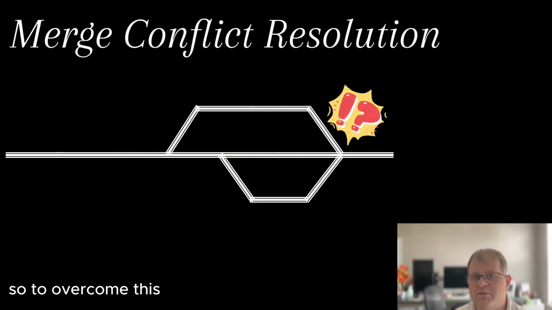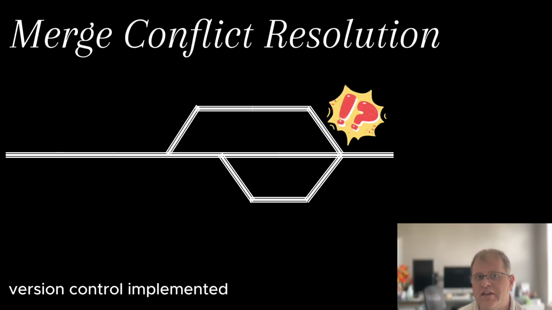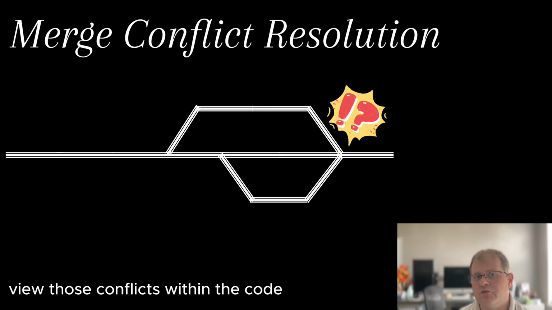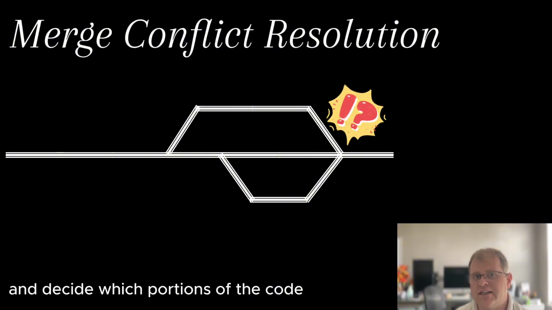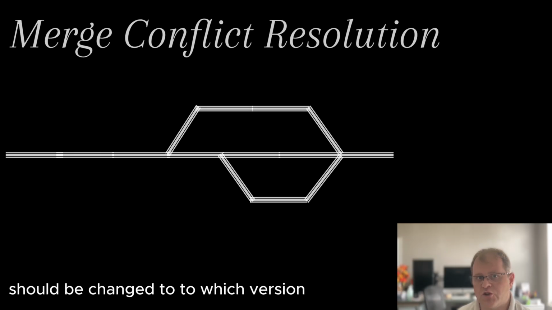So to overcome this, version control implemented merge conflict resolution, which allows you to go in, view those conflicts within the code, and decide which portions of the code should be changed to which version.